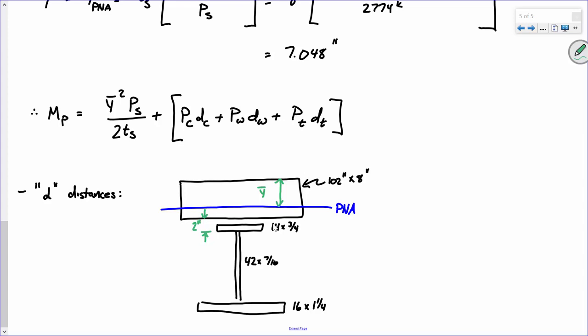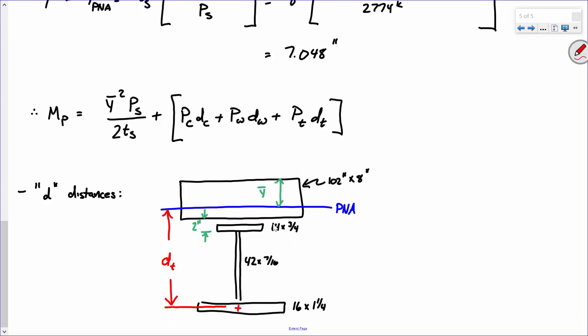Okay. I'm going to start off with the tensile flange, which is the one on the bottom. Would you agree that the tensile flange's centroid, its center, is somewhere about right there? I propose to you that dt is this distance right here. That is dt, the distance from the center of that flange to the PNA. Okay? Make sense?